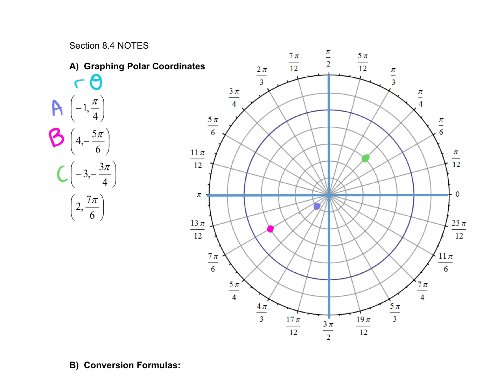And finally, a positive positive is pretty normal, right? Positive positive would take me, rotate around to 7 pi over 6, and then out along 7 pi over 6, out 2, which would put that last point, I'll call it point D, right there.